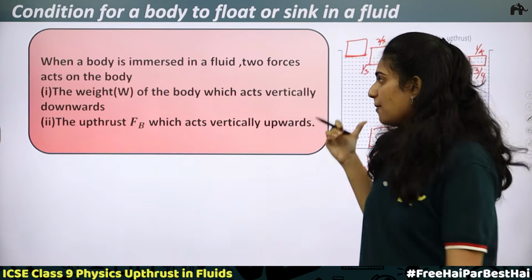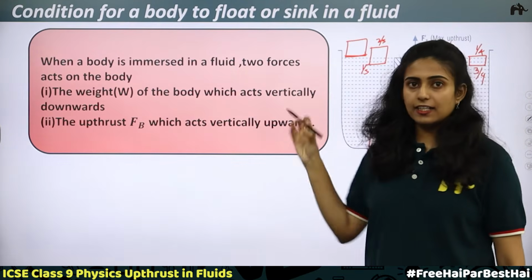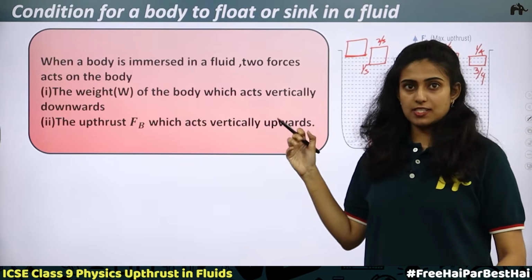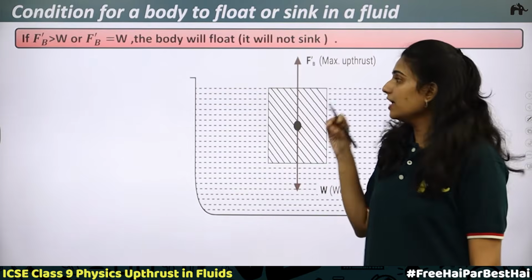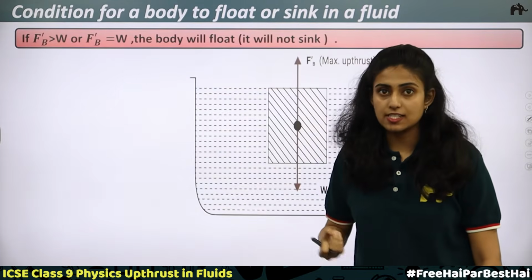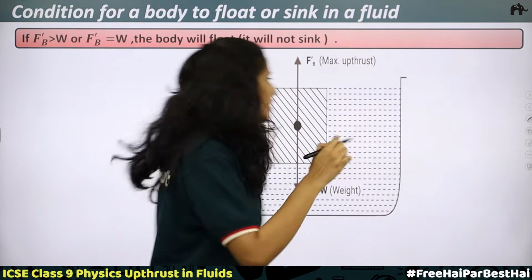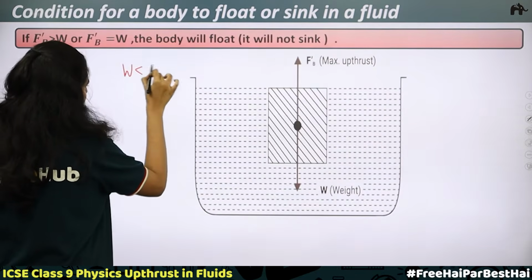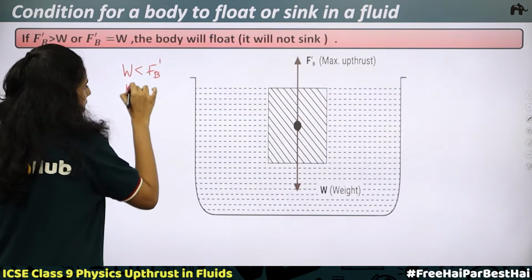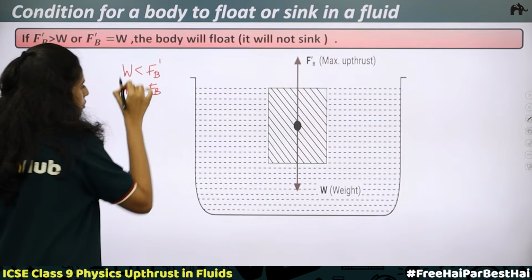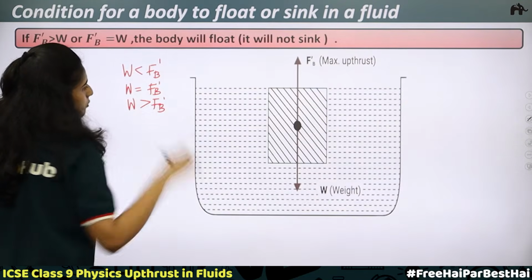Now when do these happen? That we'll be discussing. Okay, so two forces are acting, one is weight and one is upthrust. So the difference in weight and upthrust will make these changes. We know that different fluids will be having different densities. So depending on the densities, the weight of the body can be less than the buoyant force, which is represented by Fb dash, or the weight of the body can be equal to the buoyant force, or the weight of the body can be greater than the buoyant force.